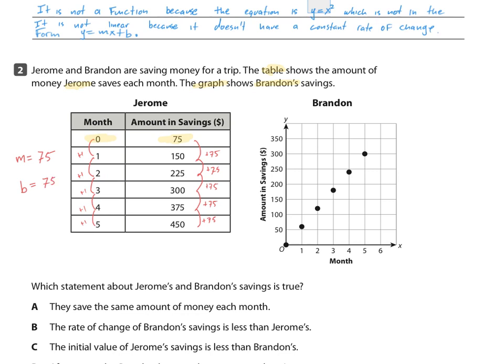Now, you could also use the slope formula to find it. You just choose any 2 points that you would like. For the next one, we have the graph, and we're going to pay attention to the initial value. The initial value is right here. That is the point 0, 0. That means that at month 0, he had no money saved up. So that's going to be our first number. Our B for Brandon is going to be 0.